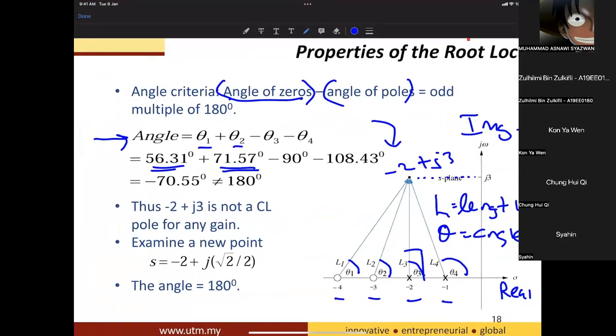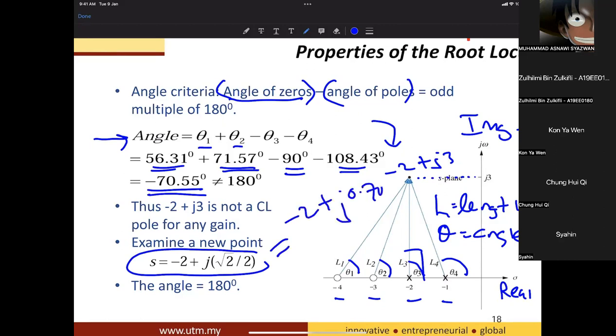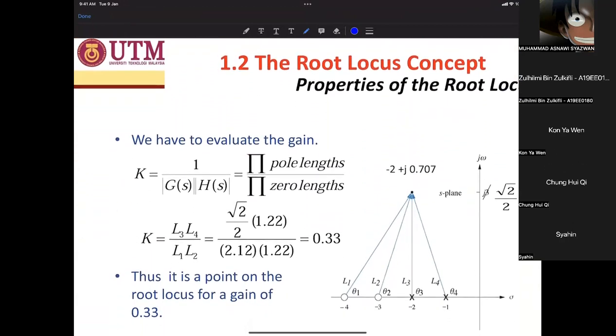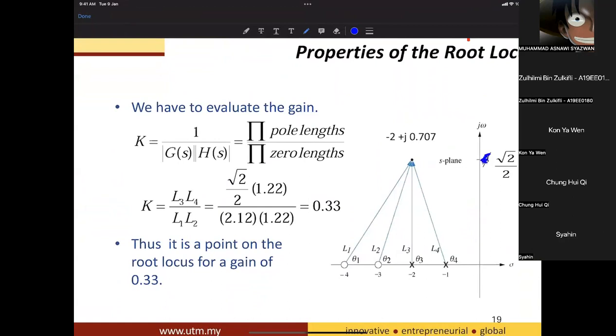Okay, understand. So when we make a total, it is minus 70.55, meaning that it's not equal to 180 degrees. So if the point does not satisfy the angle criteria, then -2 plus j3 is not on the root locus, and therefore it's not a closed loop pole. Then we change the point to -2 plus minus j square root over 2, which is 0.707, a positive j 0.707. Then we calculate theta 1, theta 2, theta 3, and theta 4 again.